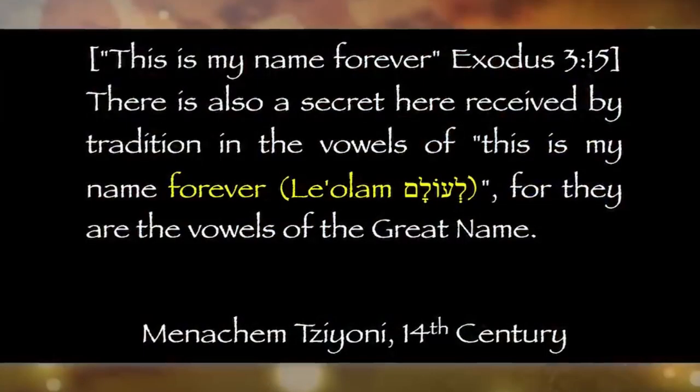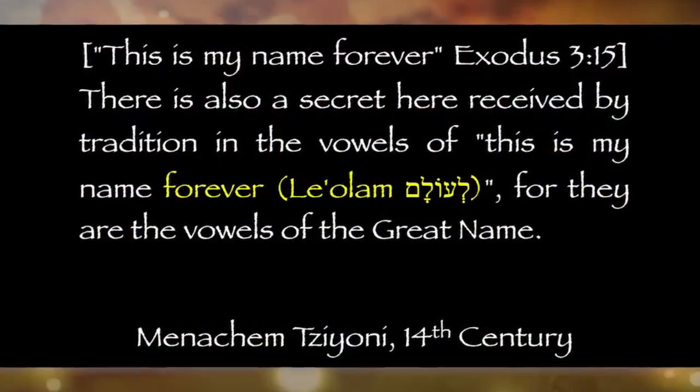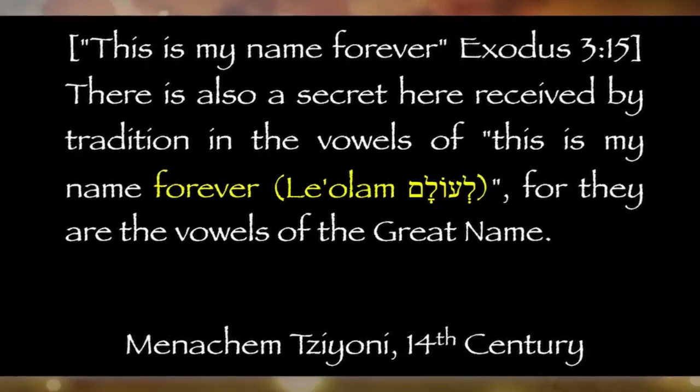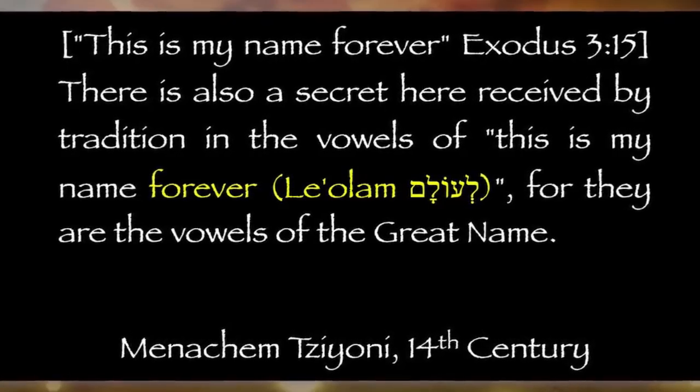And he writes a commentary, and in his commentary in Exodus 3:15, which is the verse where God reveals his name, he's commenting on the words, Zeh Shmi Le'olam, this is my name forever. And this is what he says. He says there's also a secret here received by tradition in the vowels of, this is my name forever. What does that mean? Well, you read it in Hebrew, it's obvious.